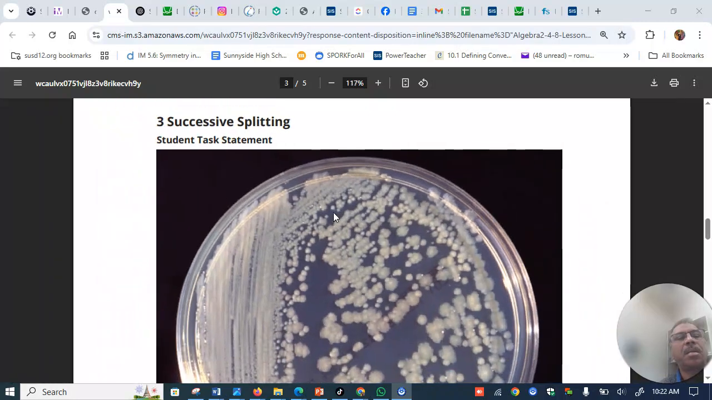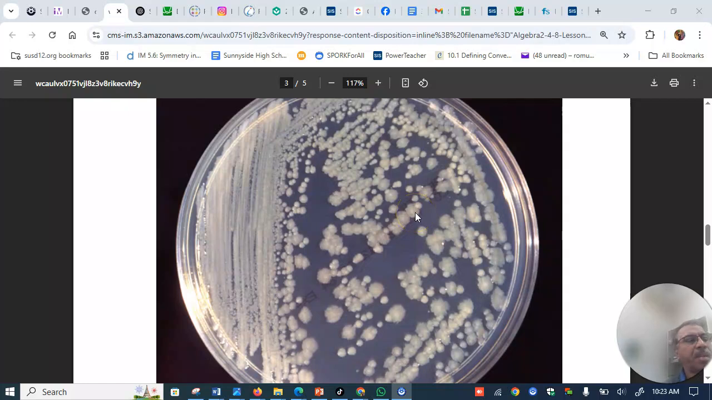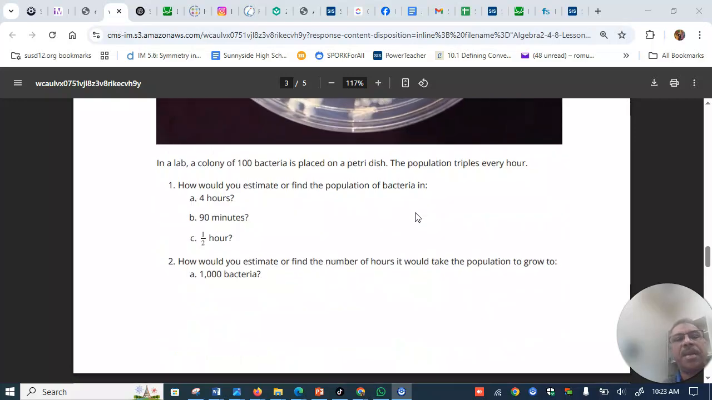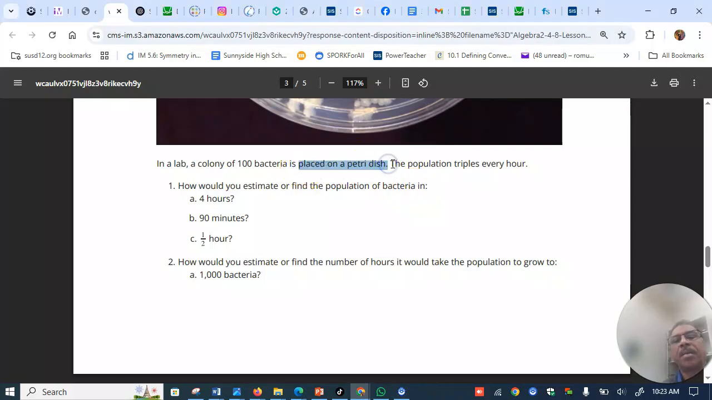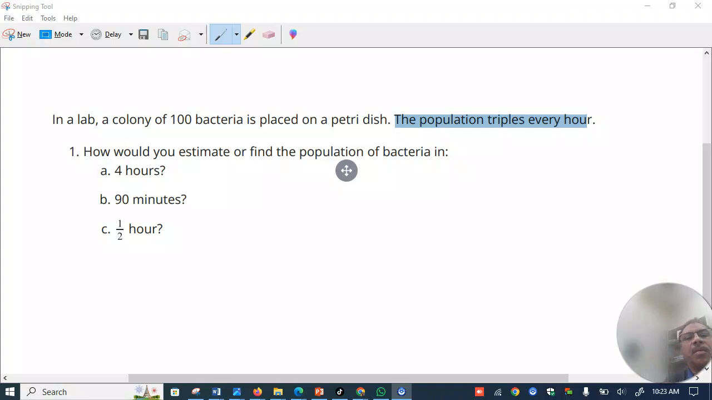Okay, in the third task, you can see there's a petri dish there. In the petri dish, you have bacteria. What it tells us in the beginning is in the laboratory, a colony of 100 bacteria is placed in the petri dish. The population triples, that means the growth factor every hour is 3. How do you estimate the bacteria in the petri dish after 4 hours? How do you estimate to find the population of bacteria after 4 hours?